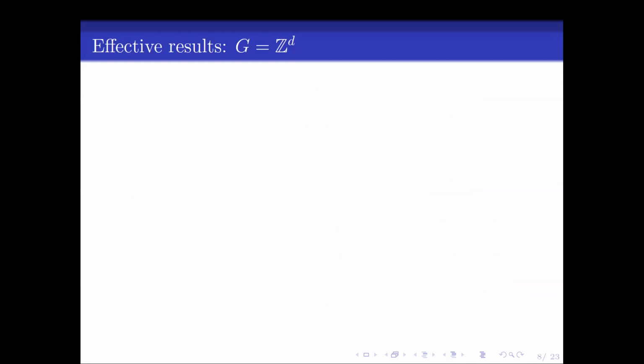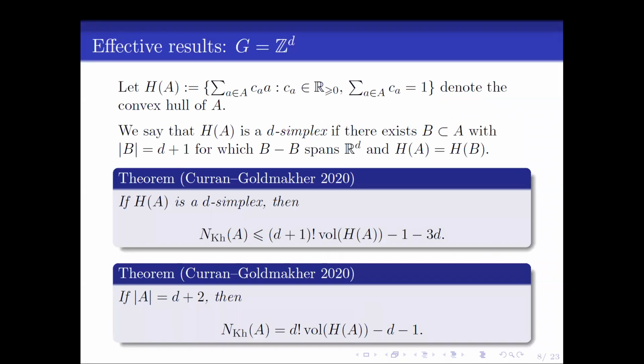Okay, well, was anything effective known? Well, there were some results known. Now, I'm not going to talk too much about this slide because there's going to be a talk about it later in this workshop. I believe Michael Curran is going to speak about this result. So I'm not going to double up on that, but just to state the results, you have the convex hull of A, right? That's just the real combinations of the elements of A, with coefficients that sum to 1.